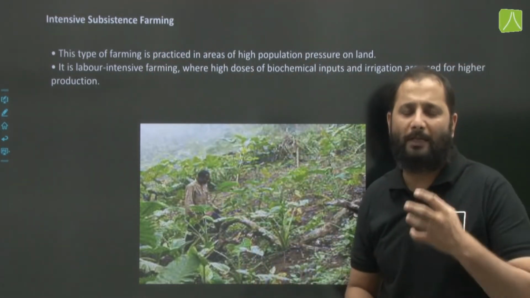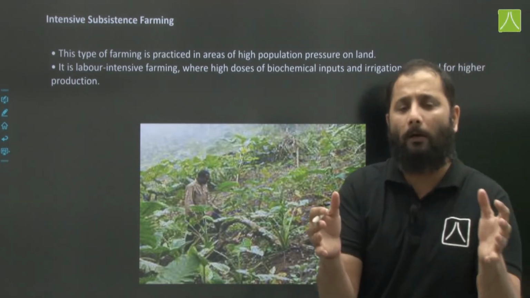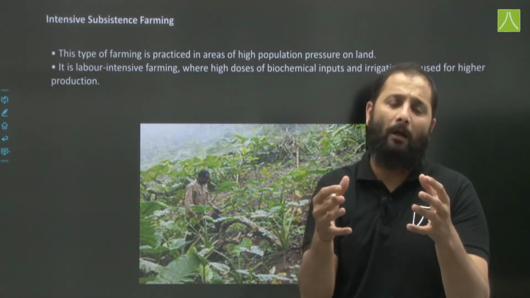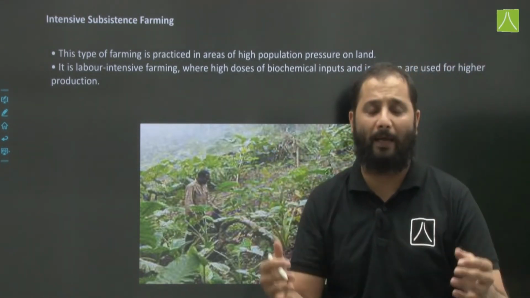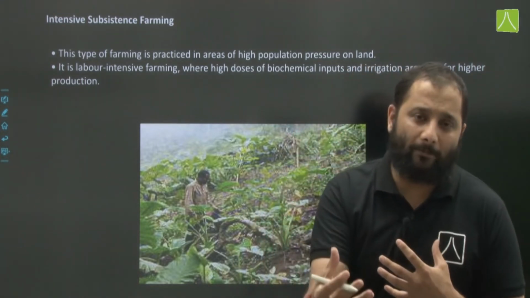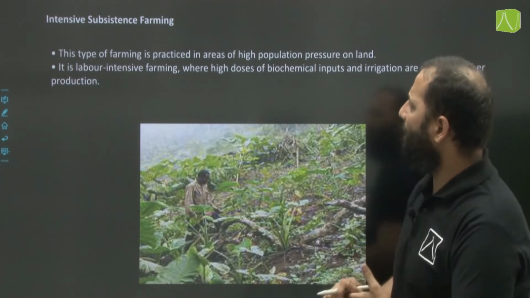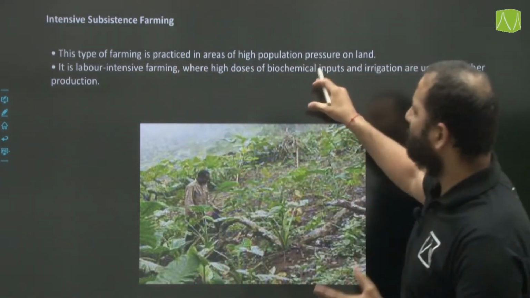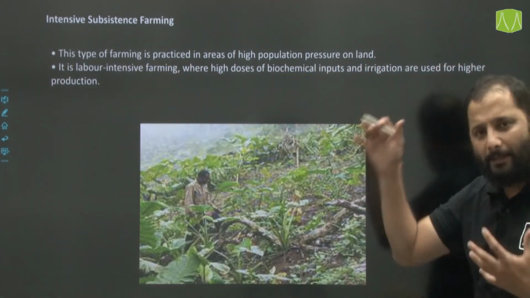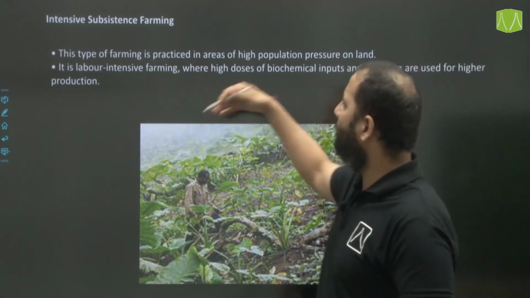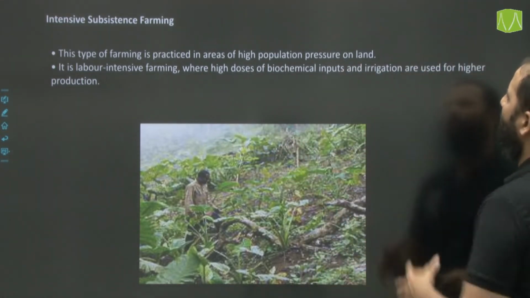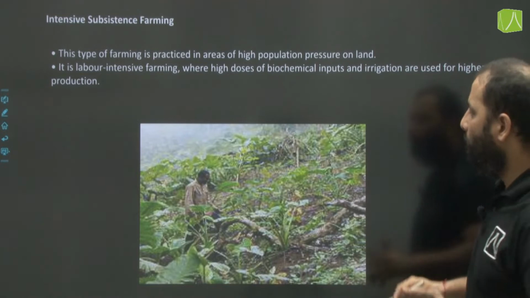Now intensive subsistence farming is basically on a small plot of land where there is maximum population pressure on a given piece of land, and where modern methods are used to get the maximum output from that piece of land. This type of farming is practiced in areas of high population pressure on land, and it is a labor intensive farming where high doses of biochemical inputs and irrigation are used for higher production.